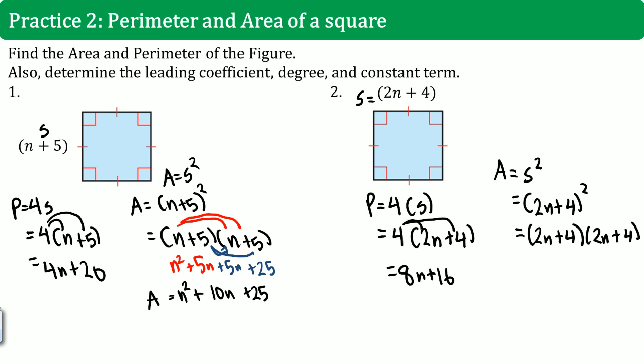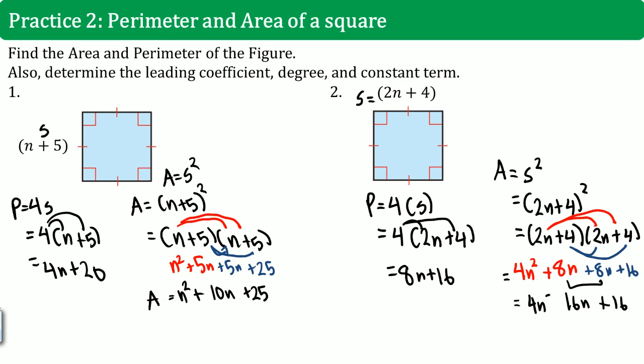Alright, distribute. 2n times 2n gets you 4n squared. 2n times 4 gets you 8n. 4 times 2n gets you 8n, and 4 times 4 gets you 16. There are some like terms you can combine. The 8n and the 8n becomes 16n. Nothing happens to the 16, bring it down from the top, and nothing happens to the 4n squared. So that would be your area of this square.